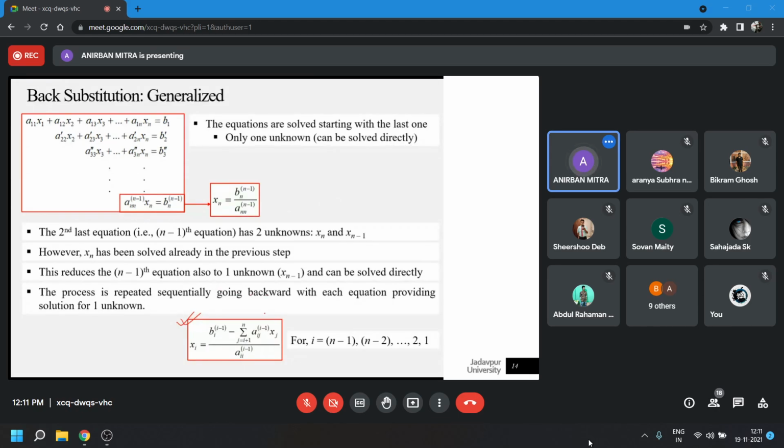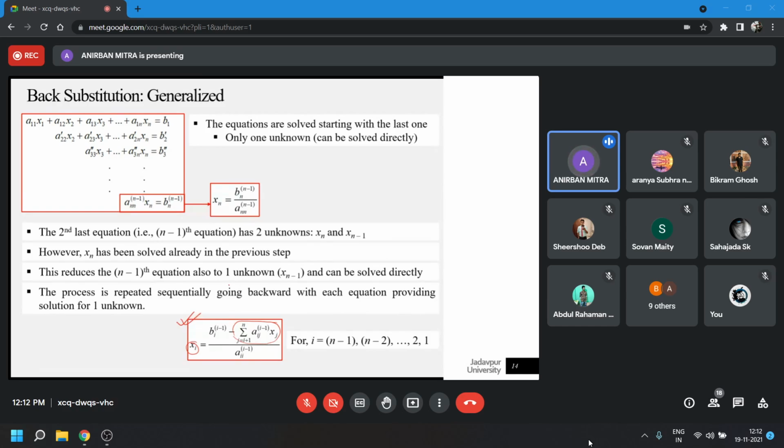Do notice that there is a summation term over here. You have already come across summations in quite a few of the previous numerical techniques, so I hope that is not going to be a problem for you. You have to implement this summation, deduct that summation from the modified right hand side and divide it by the modified coefficient. That would give you the value of xi.